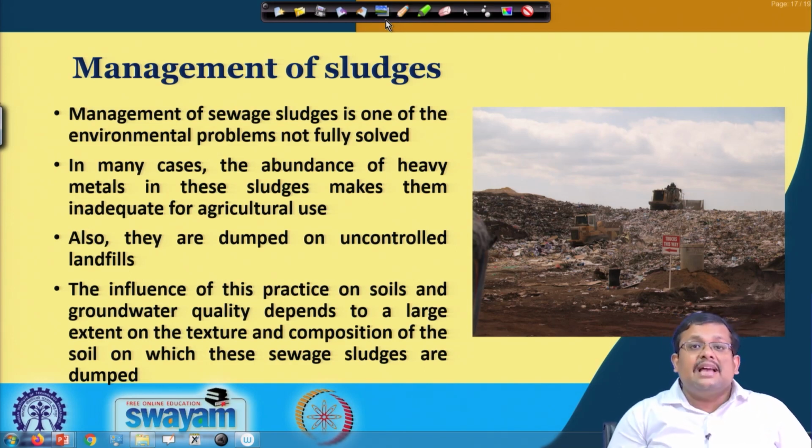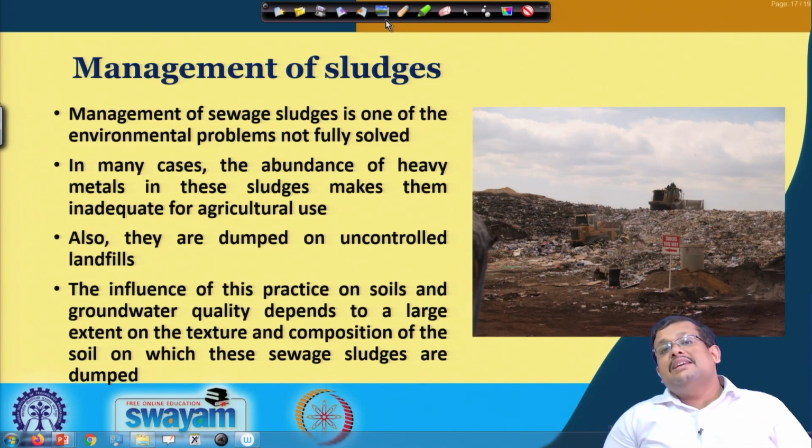Now, in many areas, the abundance of heavy metals in these sludges makes them inadequate for agricultural use. Obviously, you do not want to add this manure in the field to create further problems and to encourage bioaccumulation. So, in many cases the abundance of these heavy metals is the reason why, despite the huge amount of organic matter which is expected to increase the natural fertility of the soil, it is not generally used. Also, they are dumped on uncontrolled landfills.